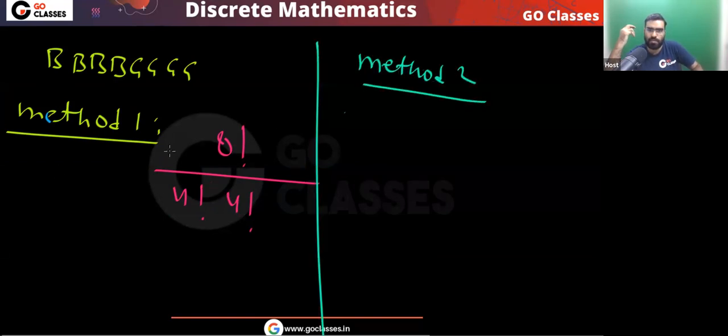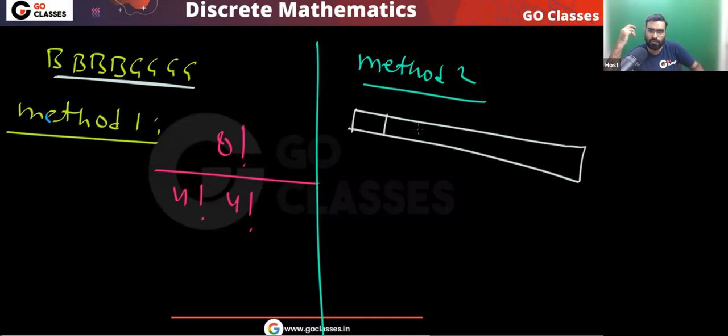What is method number 2? See, total how many positions are there? Total 8 positions. Method number 2 means total 8 positions: 1, 2, 3, 4, 5, 6, 7, 8. So total 8 positions are there.